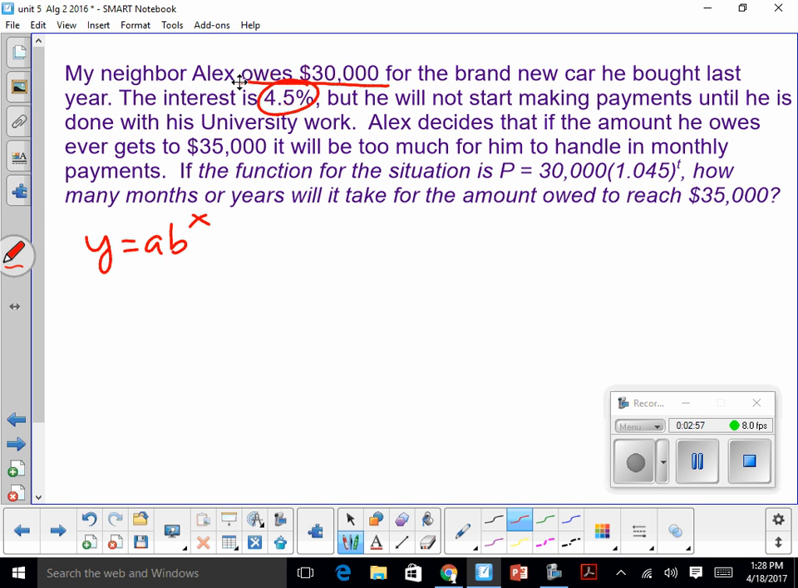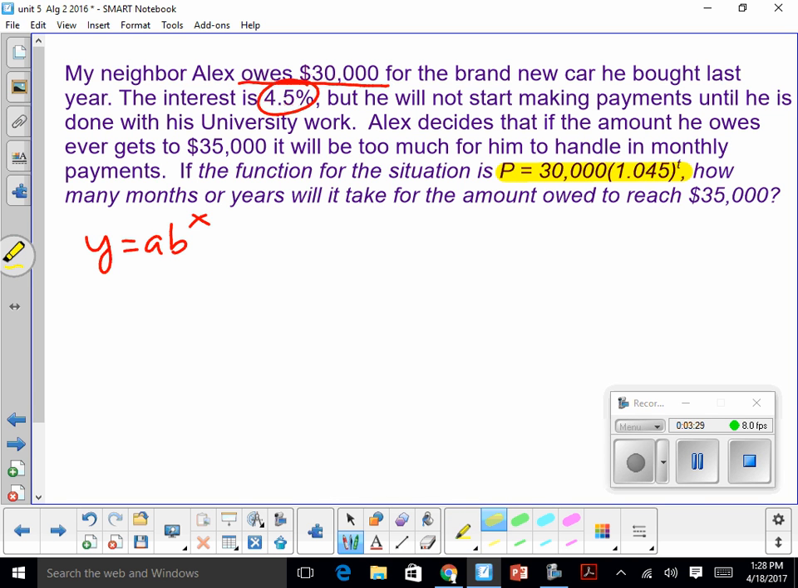Where is it here? Let's see. If the loan gets to 35,000, it'll be too much for him to handle in monthly payments. Here it comes. If the function for the situation is P equals 30,000 times 1.045 raised to the T, they gave it to you. And you're lucky. So in this case, please highlight that. They won't always give it to you, but this one seems like they have. There you go. So I'm going to highlight the equation.